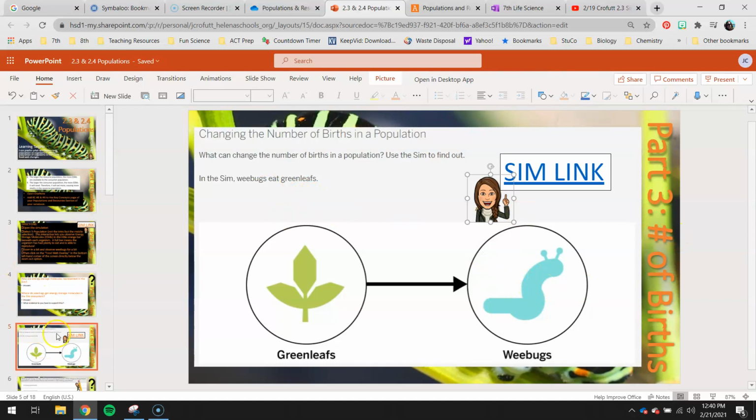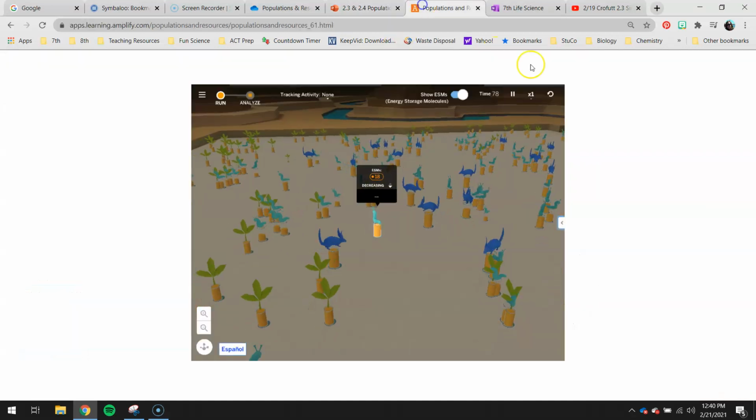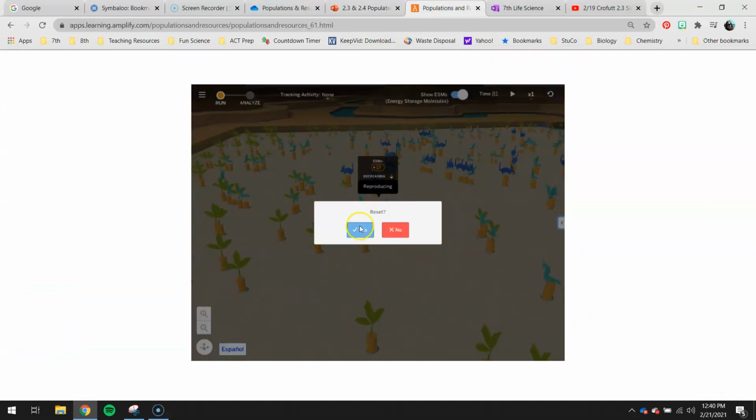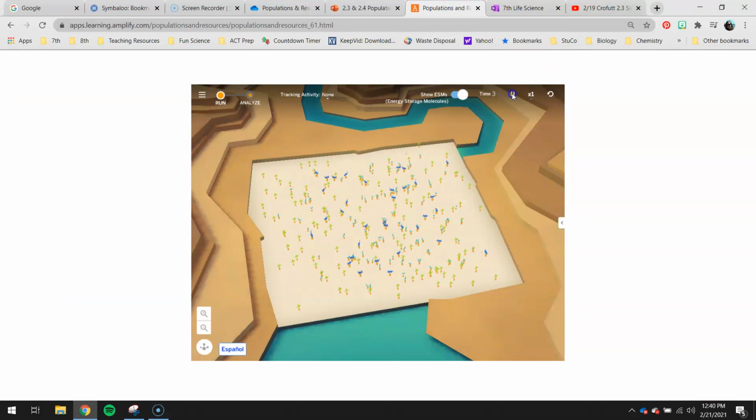Okay, so I'm going to pause you guys right here. I'm going to go into my sim. I'm going to reset it. And I'm going to pause it right there. Okay, I'm going to tell you what I'm going to do first, and then I'm going to show you. So again, this is an example similar to what you are going to be doing with your part 3, but I'm going to use 2 different organisms.